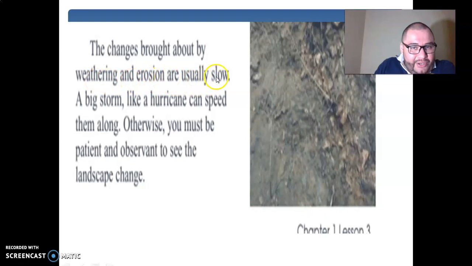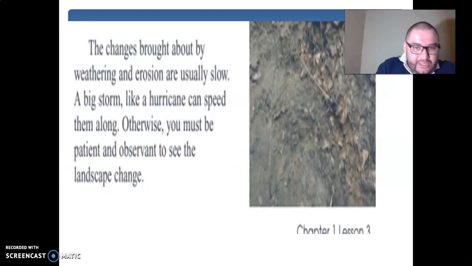Erosion and weathering are usually slow. A big storm like a hurricane can speed that along. Otherwise, you must be patient and observant to see the landscape change. The movement of the water is going to wash the process in the past of the same water. Okay?